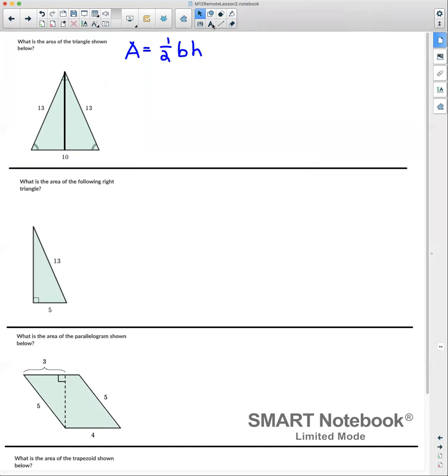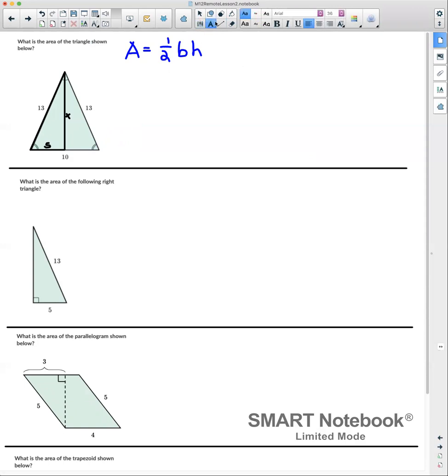Okay, and so when I make this line, it makes 2 triangles, right? It's going to split the base in half. So I'm only looking at this triangle right here, because I want to make it into a right triangle, so I can use the Pythagorean theorem. So 13 is the hypotenuse. The height, we don't know, so that's going to be x. And the base is just half of this, so this is going to be 5 now. Okay, so now I have my triangle.